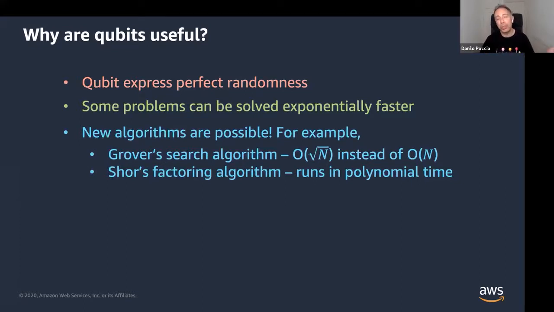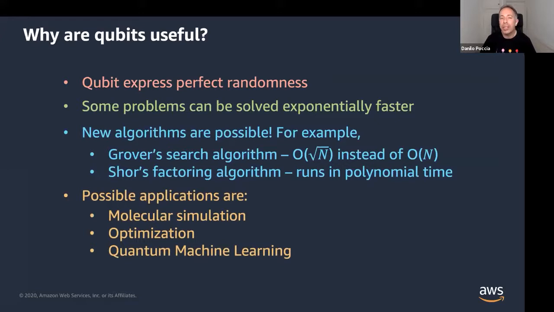So instead of going through all the elements, if you have an unordered list and you have to find one element, normally you have to go through all of it or half of it to find it. With the Grover search algorithm, you can go only through the square root of the number of the elements. So instead of going through 1 million elements, you only have to go through 1,000. It's much, much faster if you have many elements. And other algorithms, like factoring integer numbers, can also be much faster. So this really enables new applications.